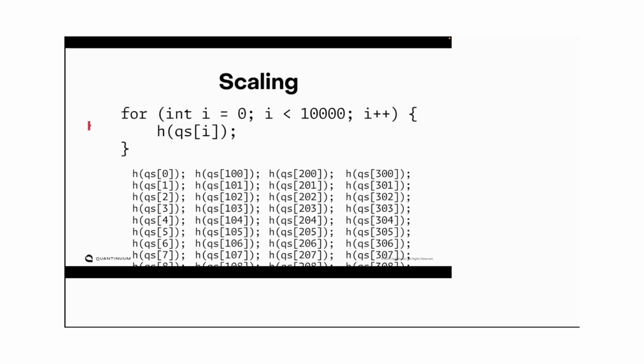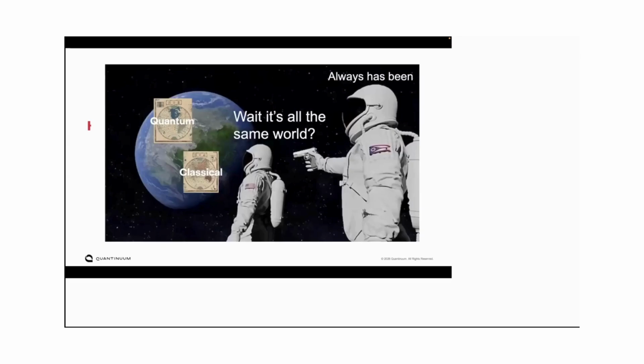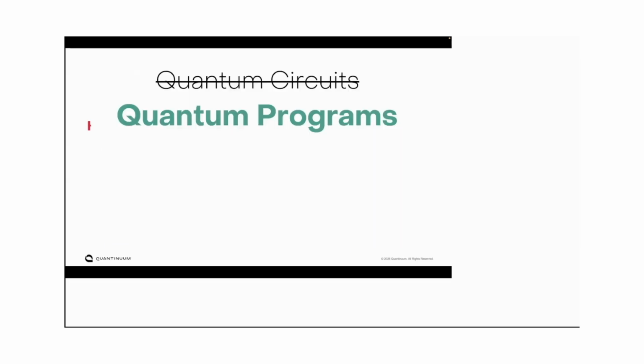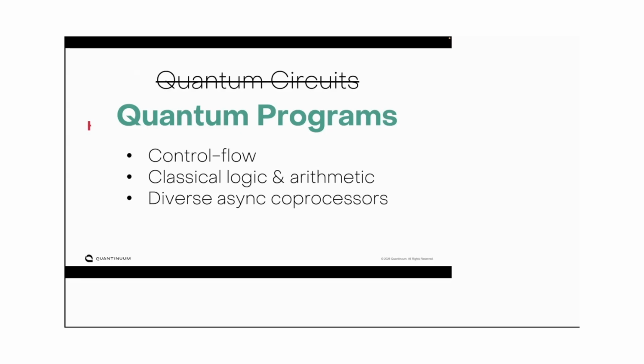So the picture I showed you before: maybe quantum and classical shouldn't be two separate words, but actually the same thing. Or maybe the quantum device should have some more classical capability. In particular, maybe we should stop talking about quantum circuits and instead talk more about quantum programs, things with control flow, where we can run classical logic. Maybe we can even talk to other co-processors.